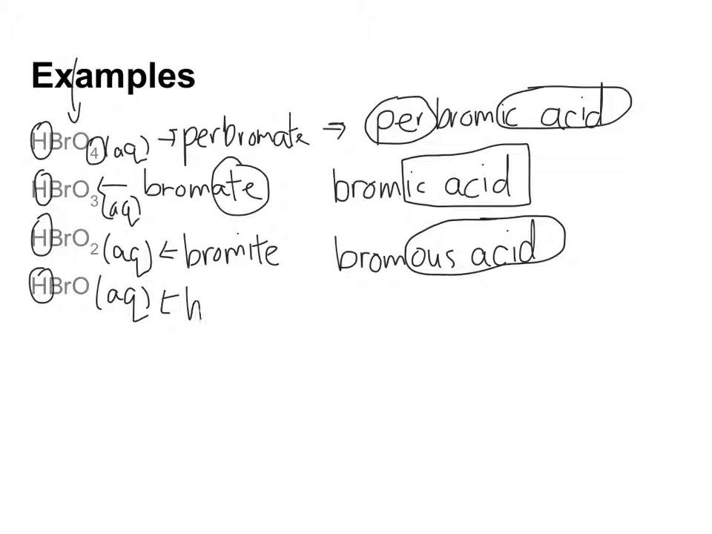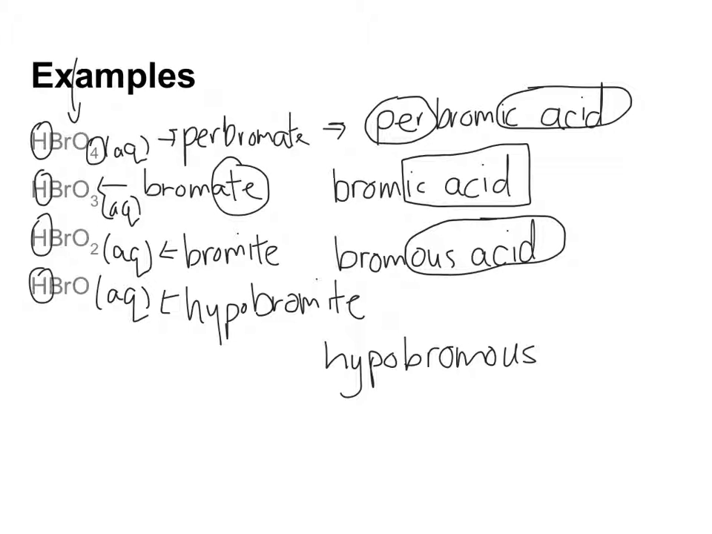And finally, the last one, hypobromite. Okay, again, because it's an acid, we wouldn't call it hydrogen hypobromite. We would call it hypobromous acid. Okay, so for the acid, we're adding the hypo in front of the name, and we're using the ous acid ending.